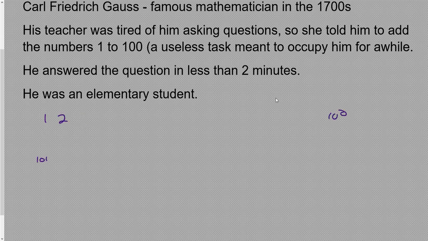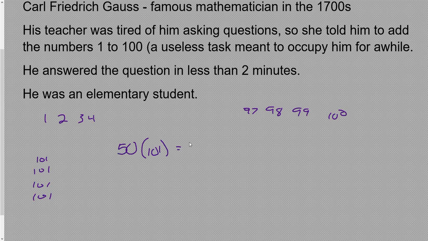Then there's 2 and 99. If I add those up, I get 101. If I add 3 and 98, hey, what do you know? That's 101. So he realized that no matter how many of these pairs you make, they always add up to 101. Well, if there are 100 numbers and I'm putting them into pairs, how many pairs are we going to have? There should be 50 pairs, and each pair should be 101.